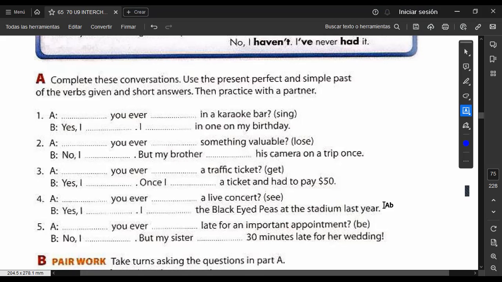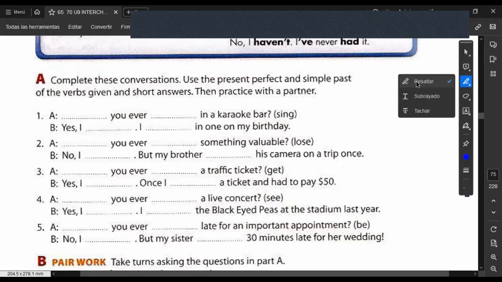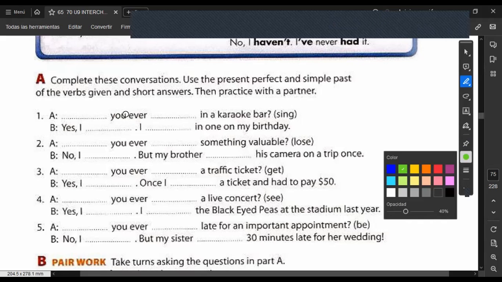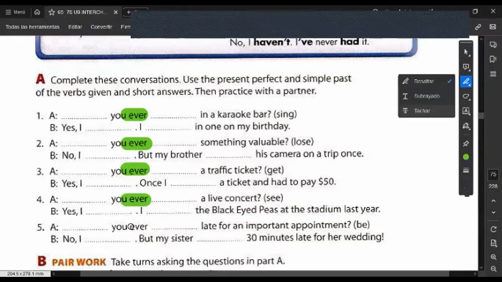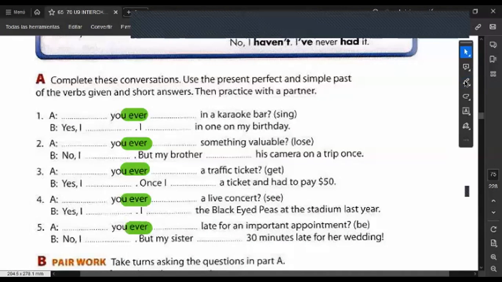So, for example, palabras como ever nos da la idea de que es presente perfecto, ¿verdad? Por ejemplo, usted tiene ever, so you have to use present perfect. En todas las que digan ever, la pregunta la va a formar con presente perfecto. Entonces la respuesta va a ir, tal vez, en alguna va a ir en pasado.